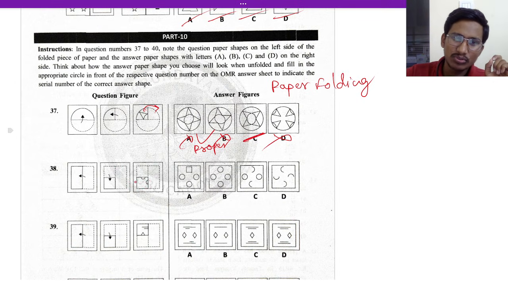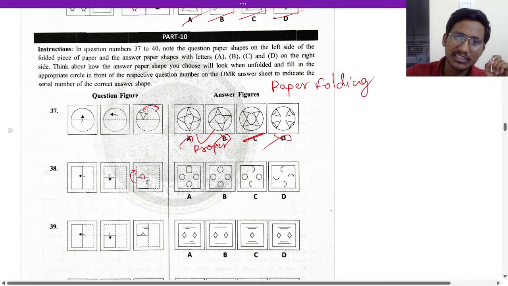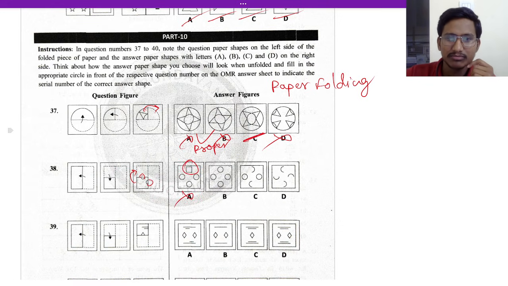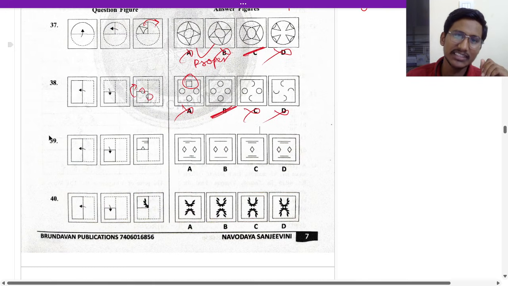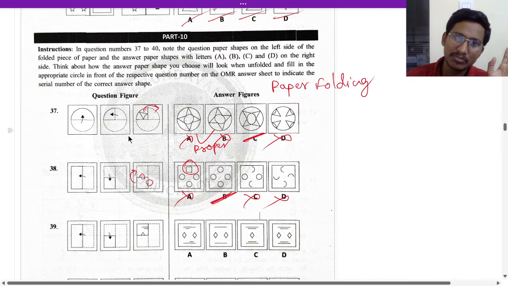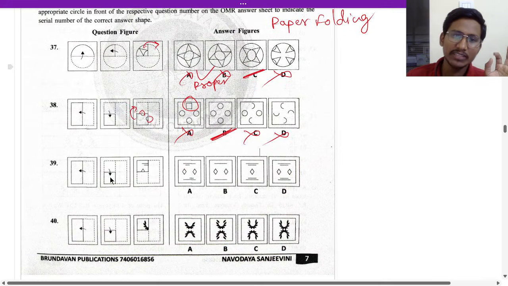So if you again open it up, this will complete the circle, right? Here it will complete the circle, right? So there will not be square, so A is gone. Okay, so there will be 4 complete circles, not C, not D. So B is the answer. 39, so you eliminate in paper folding. If you are feeling difficult, you should eliminate which is not the answer.